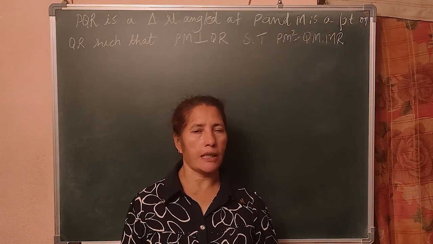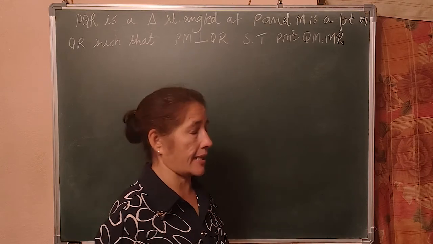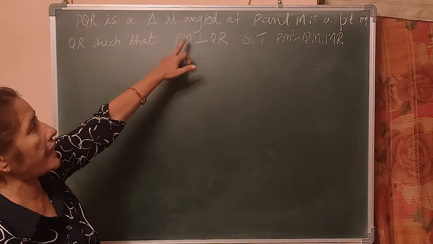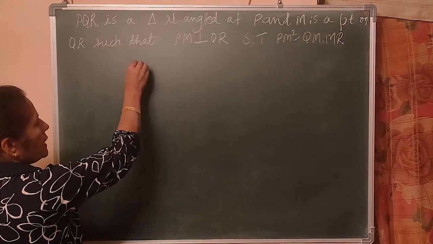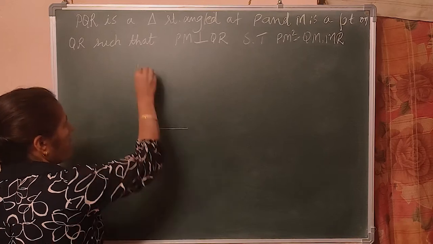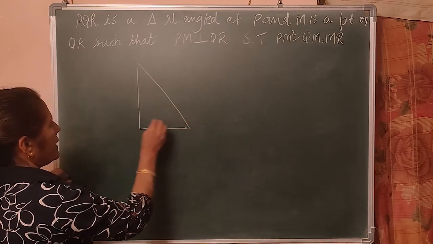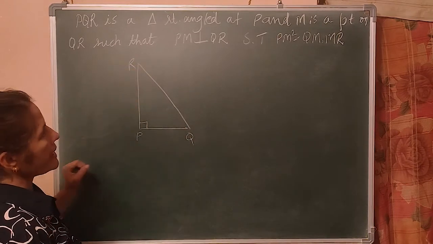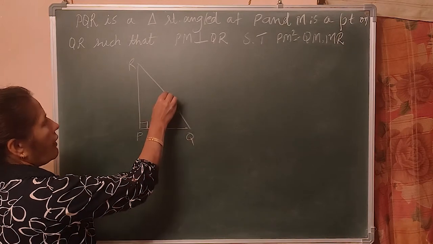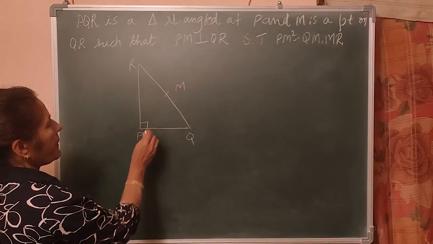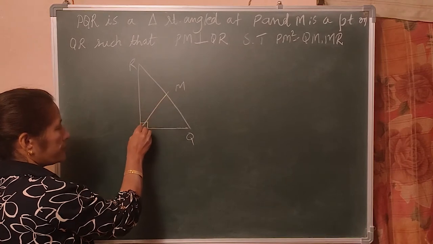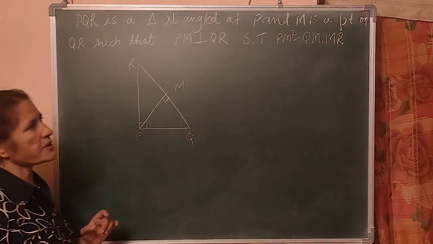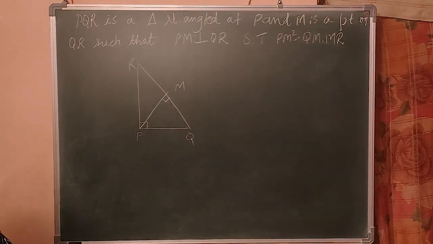Now let us continue. The next problem is in the exercise. PQR is a right angled triangle, right angled at P. And M is a point on QR such that PM is perpendicular to QR. Show that PM square is equal to QM into MR.